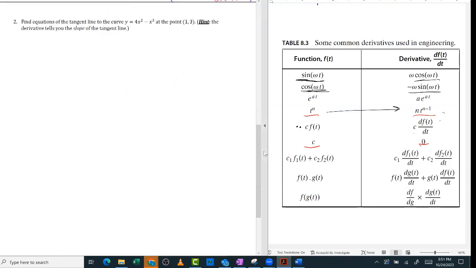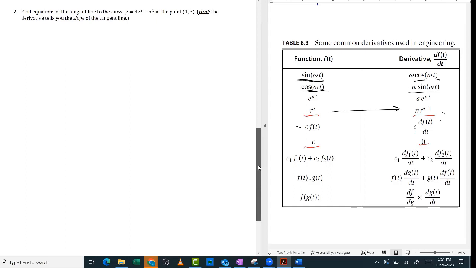Find equations of the tangent line to the curve y equals 4x squared minus x cubed at the point 1, 3. It wants the equation of a line. In calculus, most of the time, the equation that we're going to use, because we're usually given a point, is going to be point slope, which is y minus y1 equals m times x minus x1. Well, we know our point. We have y minus y1, which is 3, equals m times x minus 1.